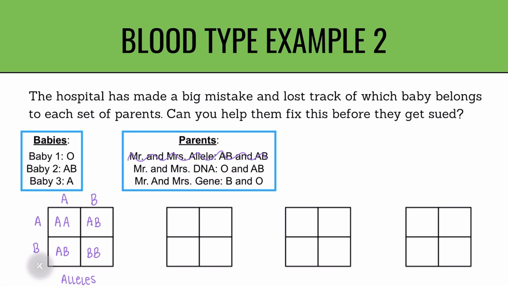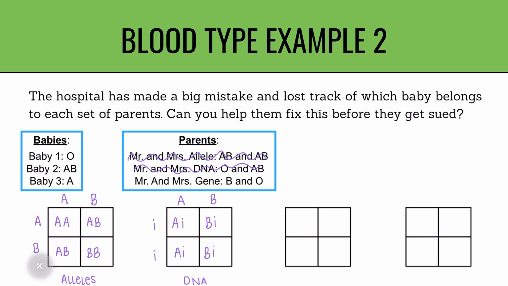Mr. and Mrs. DNA have blood types O and AB. So AB only has one option, and O only has one option. Since both parents only have one genotype option, I only have to do one Punnett square, and it's this one.